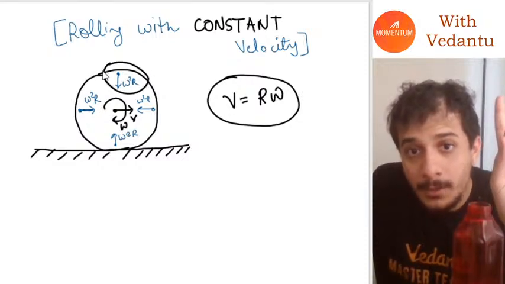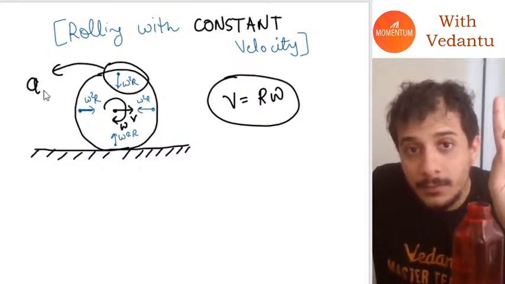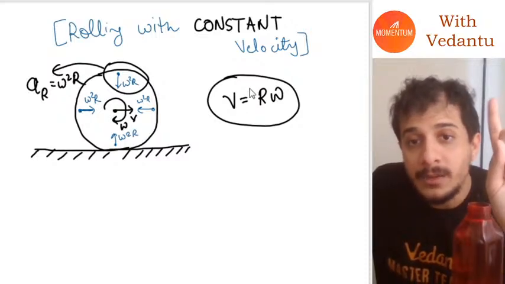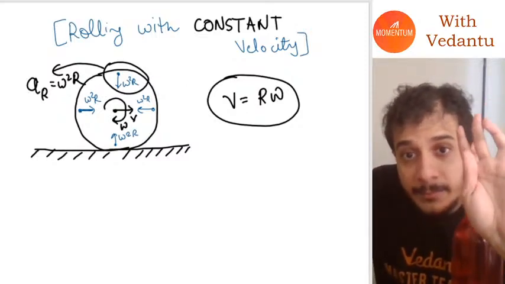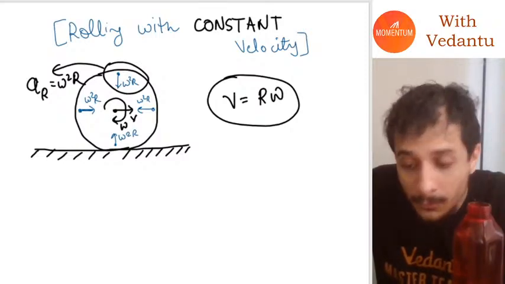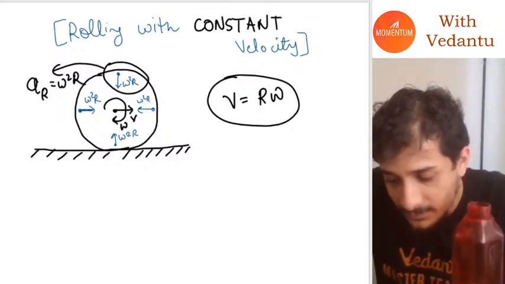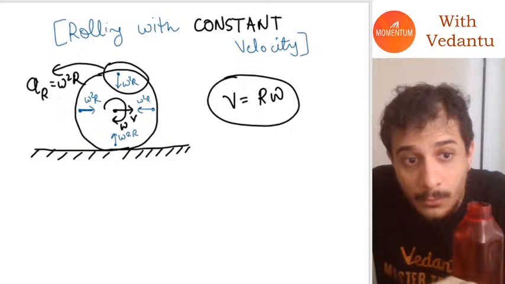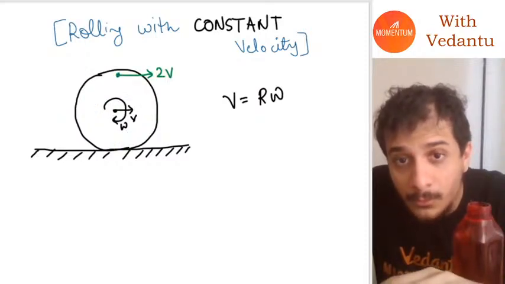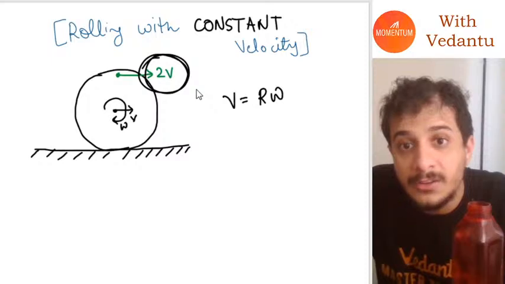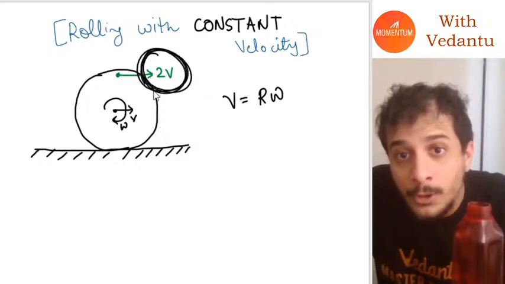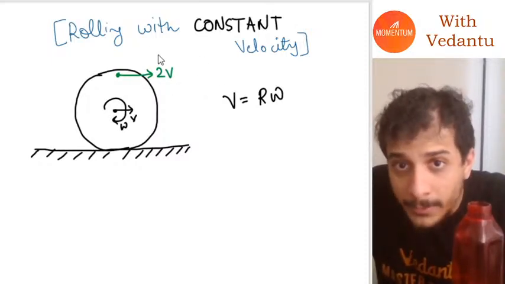You have to remember that the acceleration of this point is equal to omega square r and v is equal to r. Also, I don't know if you have seen rolling motion before, but if you have, the speed of the topmost point is always 2v, where v is equal to r omega.